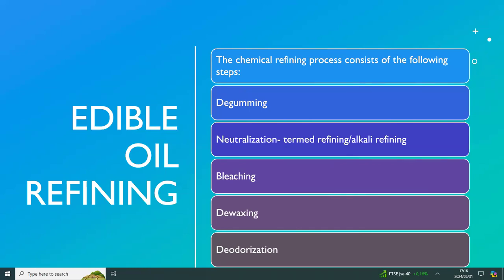So, edible oil refining. The chemical refining process consists of the following steps: degumming, which is the first step, then neutralization, which is termed refining or alkaline refining. There's also bleaching. Dewaxing is optional, which is done for certain oils like sunflower or cotton, but it's not necessary for soybean or canola, for example. Then the last step is deodorization.